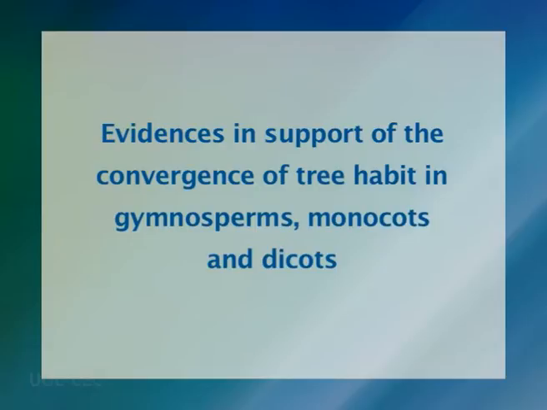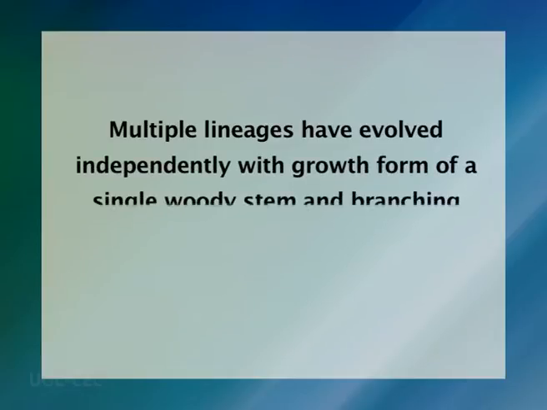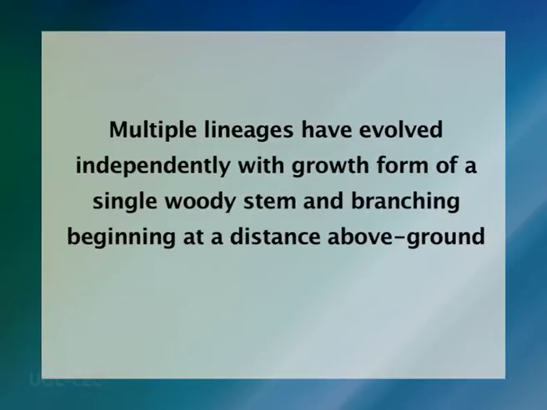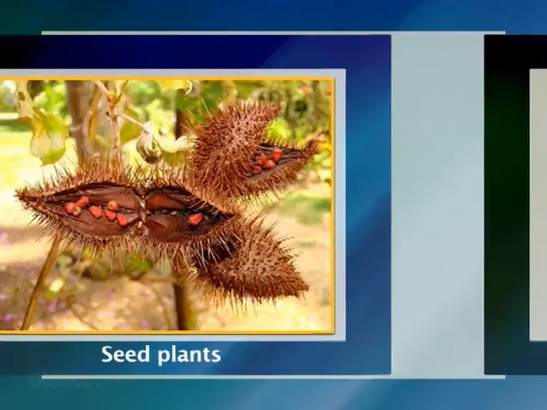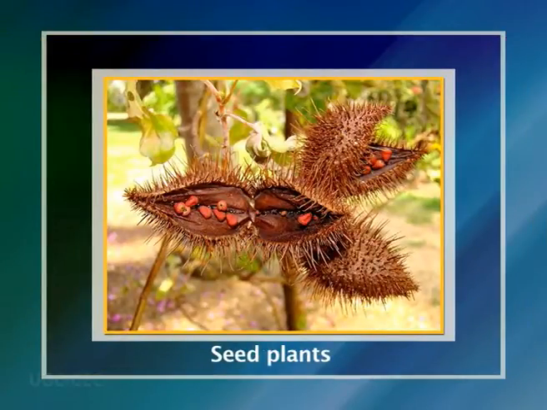Let's now very specifically discuss the evidence in support of the convergence of tree habit in Gymnosperms, Monocots, and Dicots. Dear students, multiple lineages have evolved independently a growth form of a single woody stem with branching beginning at a distance above the ground that characterizes trees. It's now believed beyond any doubt that Paleozoic tree forms of club mosses, horsetails, and seed plants, Cycads and the Gymnosperms, evolved independently, which is a very important point.